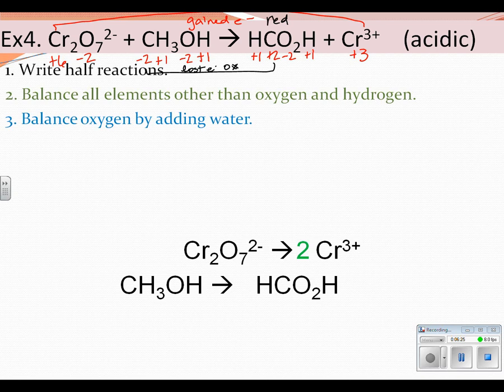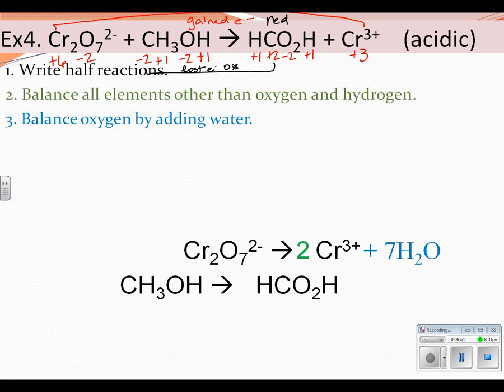Then we balance the oxygens. We do this by adding water. How many oxygens are in water? 1. So for example, on the first reaction here, I have 7 oxygens on the left side. So to get 7 oxygens on the right side, I have to add 7 waters. So that's why I put plus 7 waters.